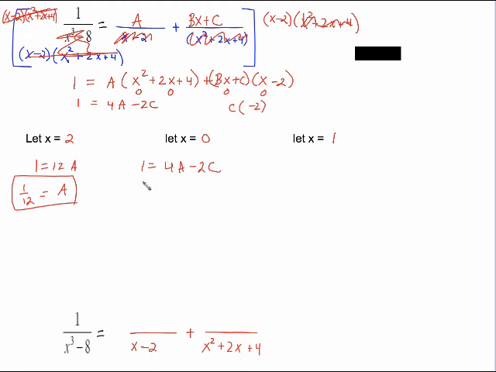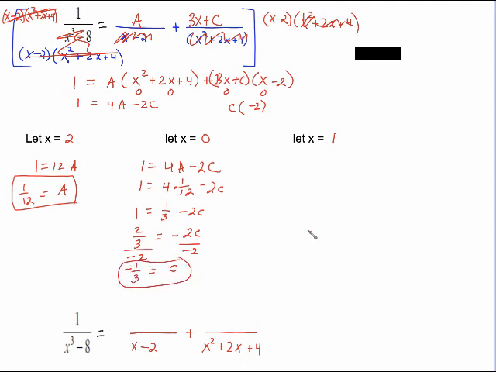I know what a is. A is 1/12. So this is 4 times 1/12 minus 2c. 4 times 1/12 is 1/3 minus 2c. Subtract 1/3 from both sides gives me 2/3. Use your calculator if you have to. To get c alone, I need to divide both sides by negative 2, which is going to give me c equals negative 1/3. Erase this stuff.